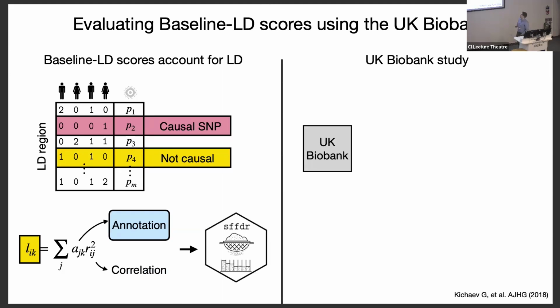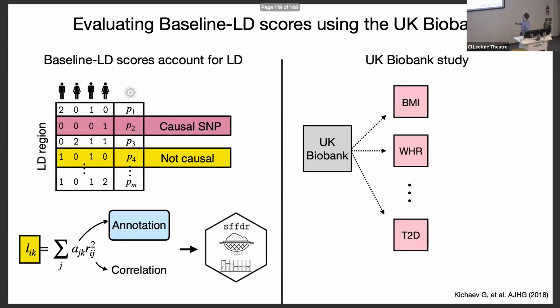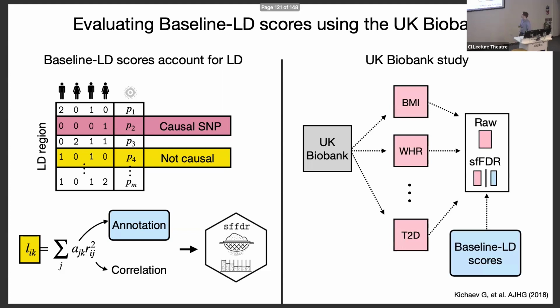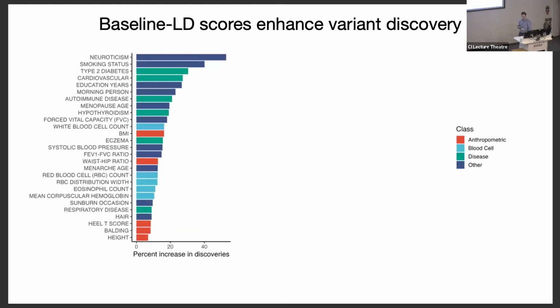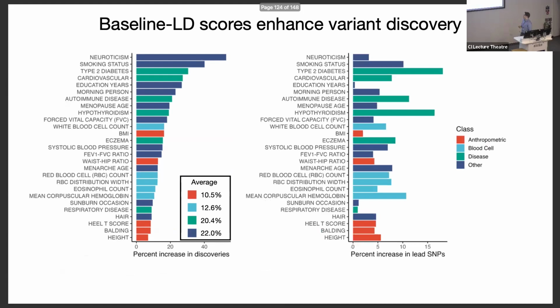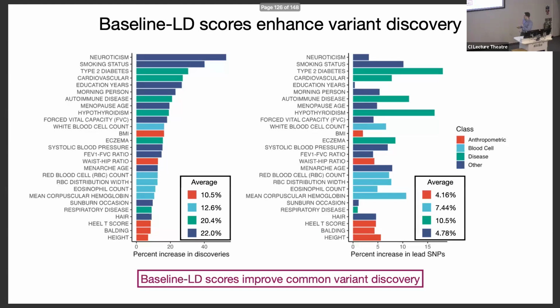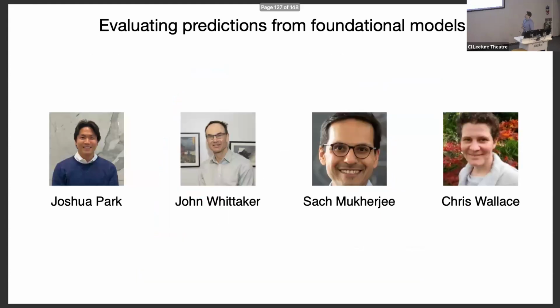So we then took the UK Biobank and we focused on 27 independent traits. And we wanted to compare the p-values to the functional p-values from SIFTER, leveraging these baseline LD scores. And what we find is that in terms of the total number of discoveries across the various classes, SIFTER, the functional p-value, increases the power. And then we asked, well, in terms of the number of independent loci, which we define conservatively in this case, we also observe an increase as well. And so previous work has also shown that these baseline LD scores can really improve common variant discovery.